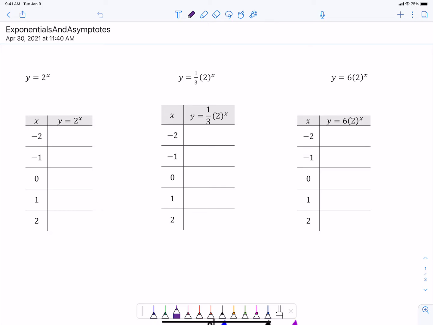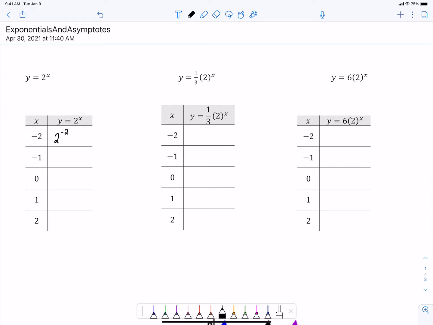So in this video, we're going to take a look at what's happening with the y values with exponential functions and how that affects where our asymptote is and if it moves or not. So let's start with our parent function, y equals 2 to the x, and plug in some values for x.